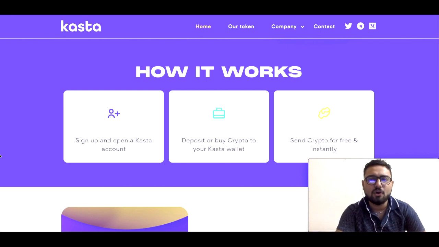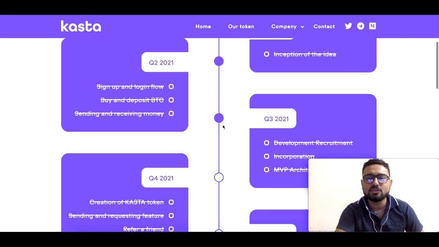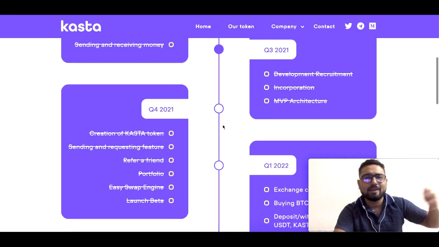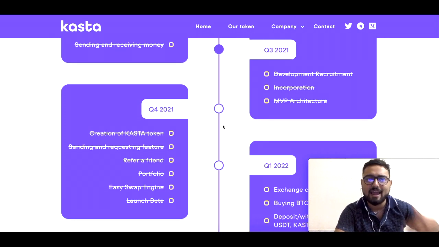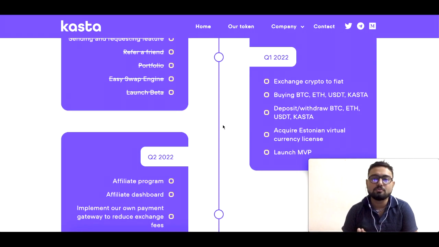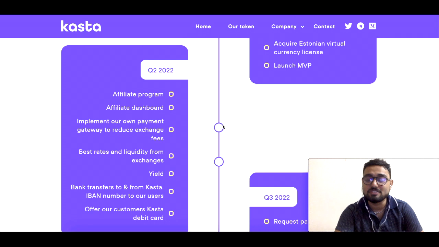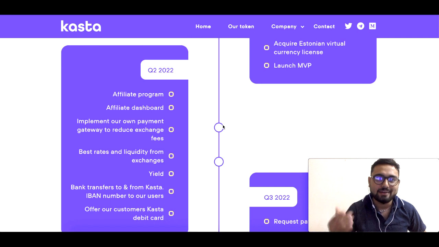Now let's take a quick look on the roadmap for Kasta. Right, so these all have been completed, like Q1, Q2, Q3, Q4 of 2021 is done, where they built the project idea and some development work was done, the MVP was built. Q1 of 2022 looks to be the year when they enable exchanging of crypto to fiat, buying of several other currencies like Bitcoin, Ethereum, USDT, Kasta, and they also have launched their MVP. And also the initial exchange offering, which is due in less than 12 hours. We'll also come to that, how you can actually participate in the IEO later on in this video.